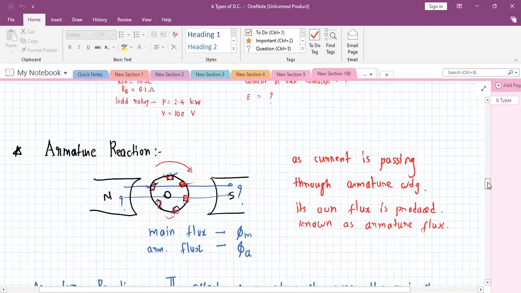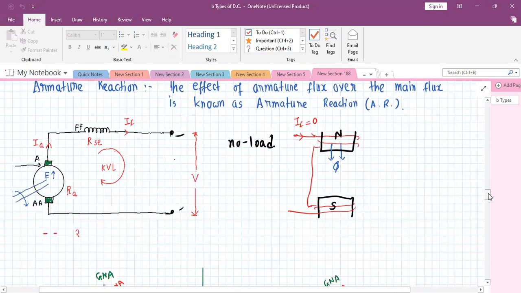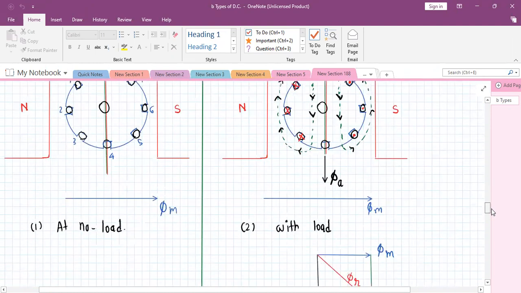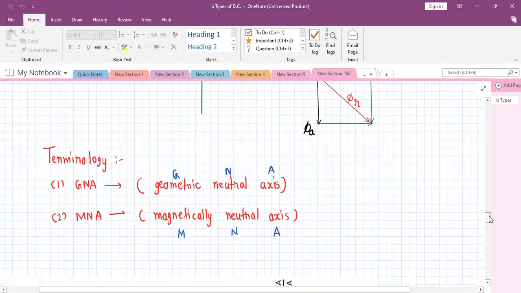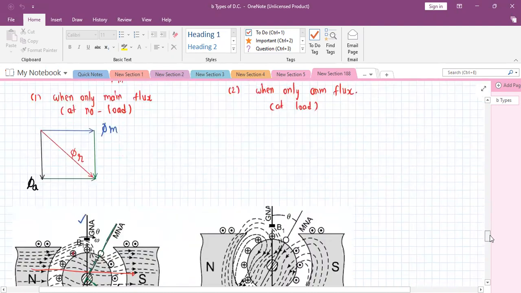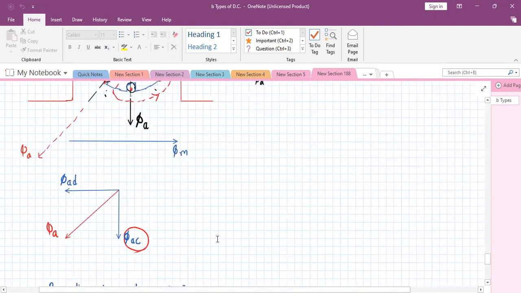Okay, we have discussed the armature reaction. Due to the effect of armature flux, the main flux is disturbed. There are two effects: one is called the magnetizing and another is called the demagnetizing effect. The armature flux has two components, cross-magnetizing, which is perpendicular to the main flux, and demagnetizing, which is exactly opposite to the main flux. That is called the armature reaction.